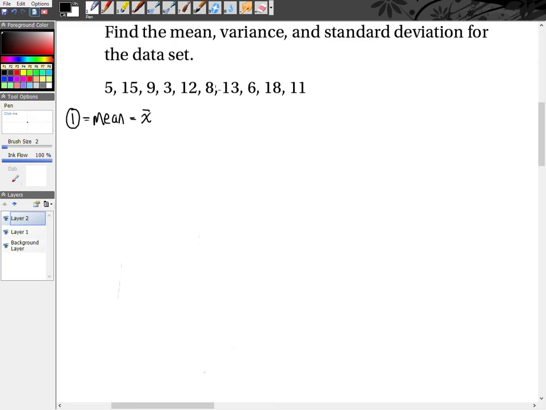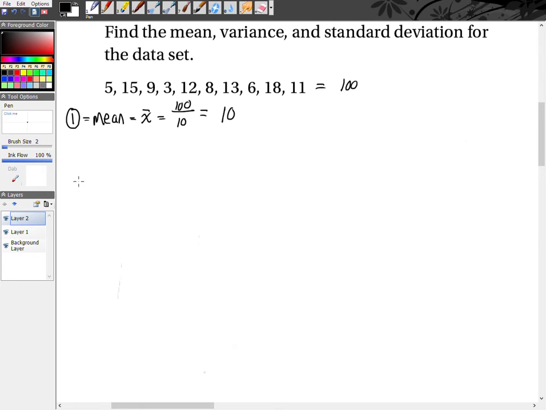So when I add all these numbers together, 5 plus 15 plus 9 plus 3 plus 12 plus 8 plus 11 plus 13 plus 6 plus 18, I get 100. And there are 10 numbers in this data set, so to find the mean, I'm going to do 100 divided by 10, which is 10. So now that I know that my mean is 10, I need to use that information to find the variance.